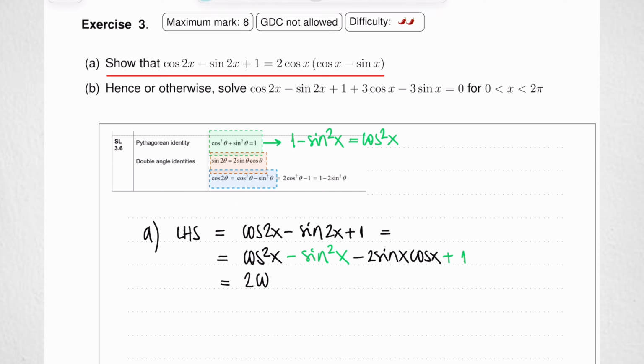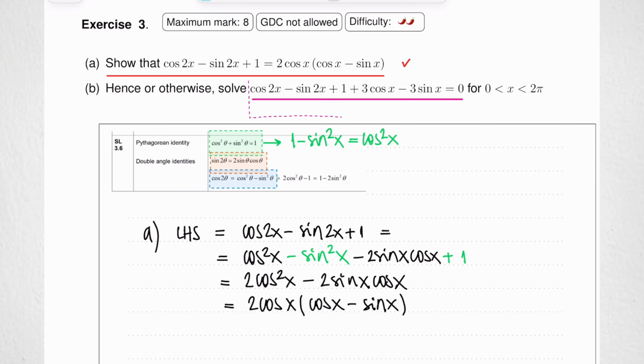So we do get 2 cos squared of x minus 2 sine x cosine x, which gives us 2 cos of x minus sine of x. So we're done with question A. Now let's jump to B. Hence or otherwise, we need to solve this equation. And we can spot that on the first 3 terms, we have exactly what we got for question A.